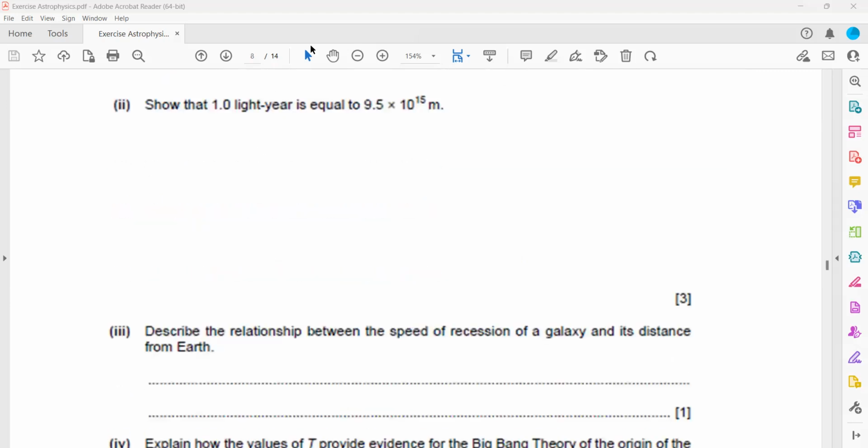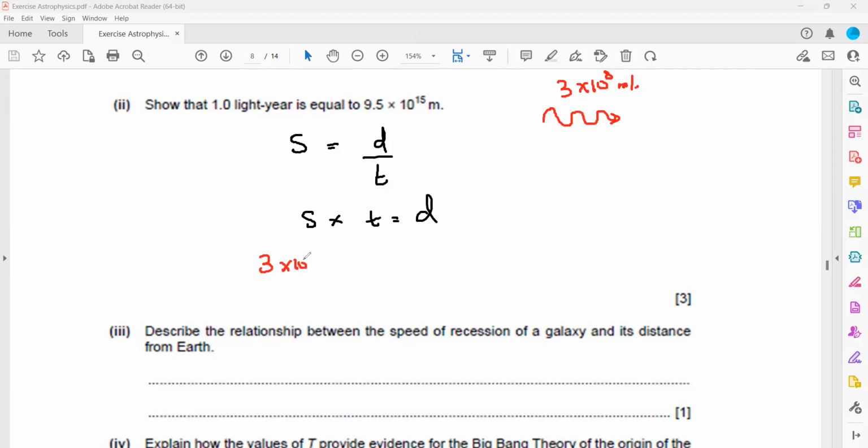Then show that 1 light year is equal to 9.5 exponent 15 meters. How can we show that? We have the formula speed is equal to distance divided by time. Light year is a unit of distance, so distance will be speed multiplied by time. The speed of light is a fixed value, 300 million meters per second, or 3 into 10 power 8.